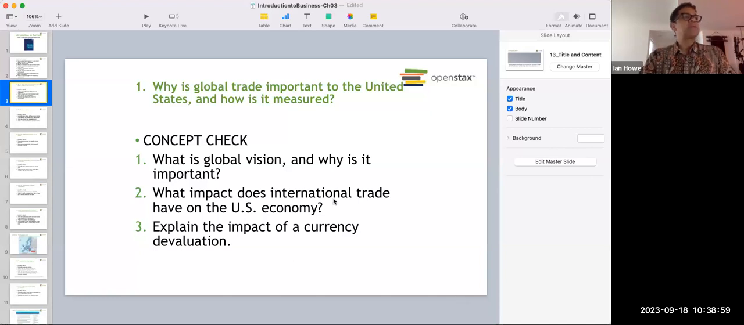So what impact does international trade have on the US economy? And explain the impact of currency devaluation. Okay, so we'll take these one at a time. So if I go back to what is the impact of international trade on the US economy? Can somebody help me with that?